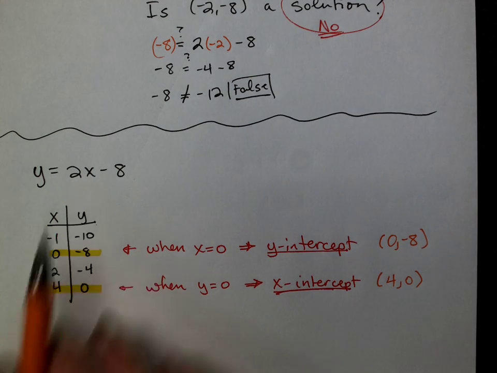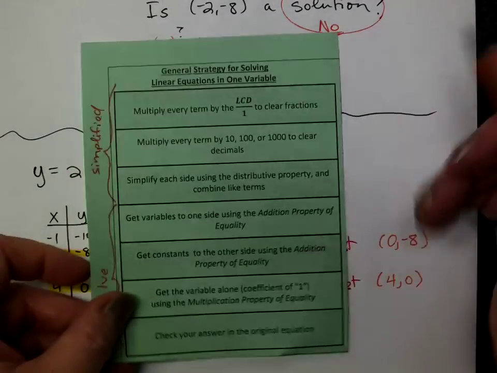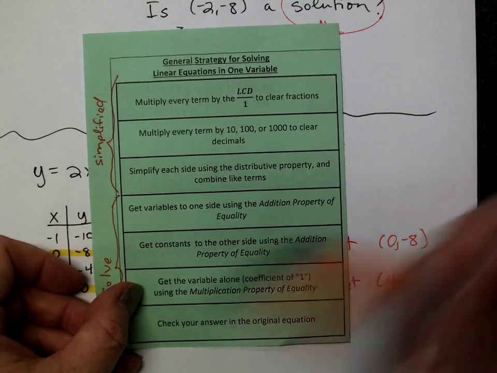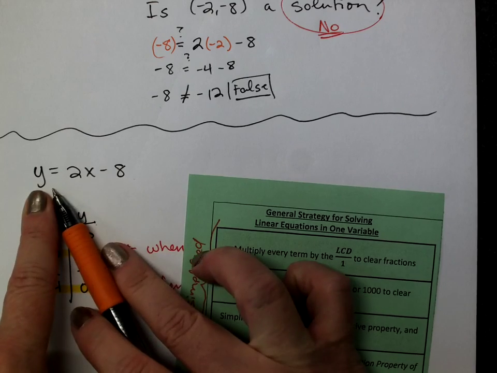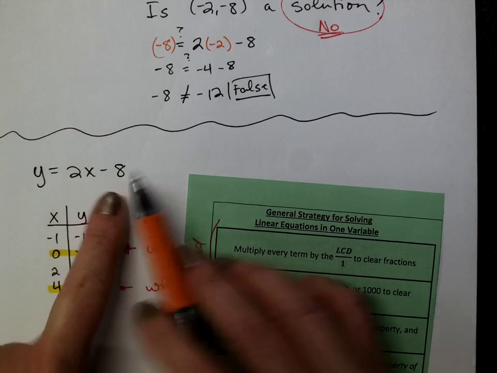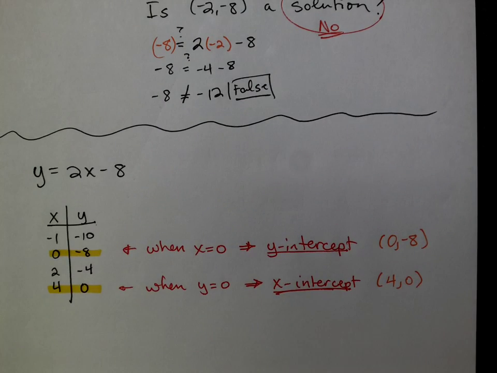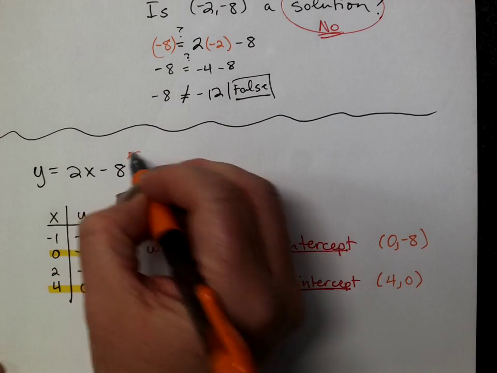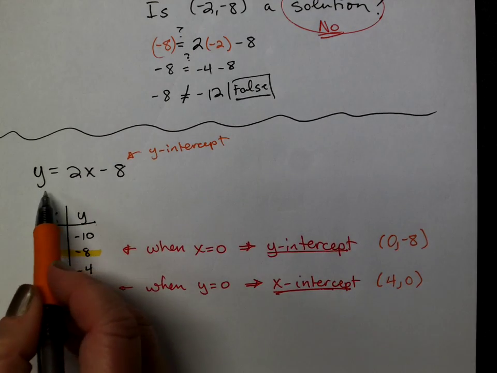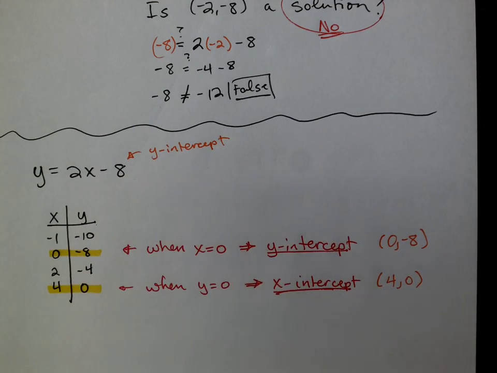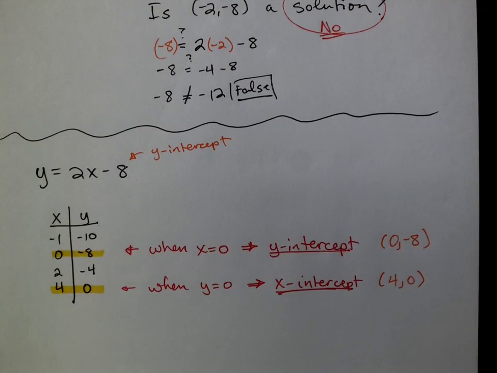You put it in the pretty forms by using your properties of equality to move things around until they look like they're in the proper pretty form, which in this case is solve for y, equal to something x plus or minus a number. So what I see right there is the y-intercept when it's in this solve for y pretty form. That constant is your y-intercept.